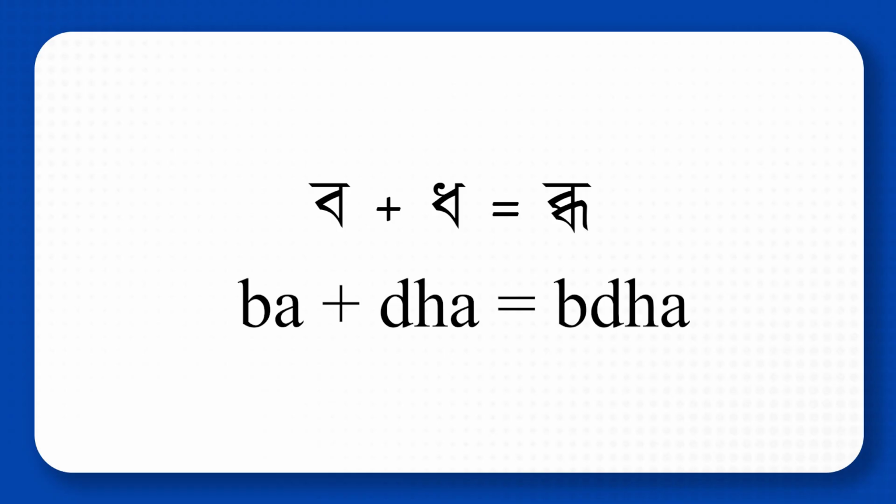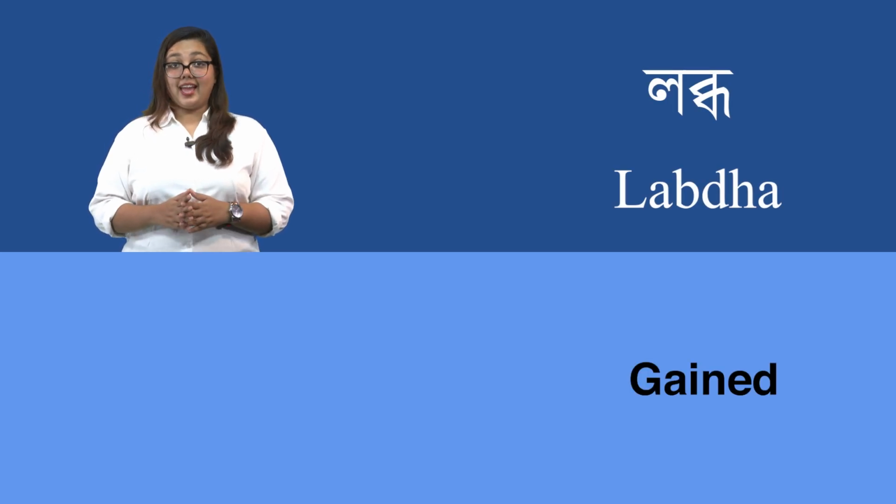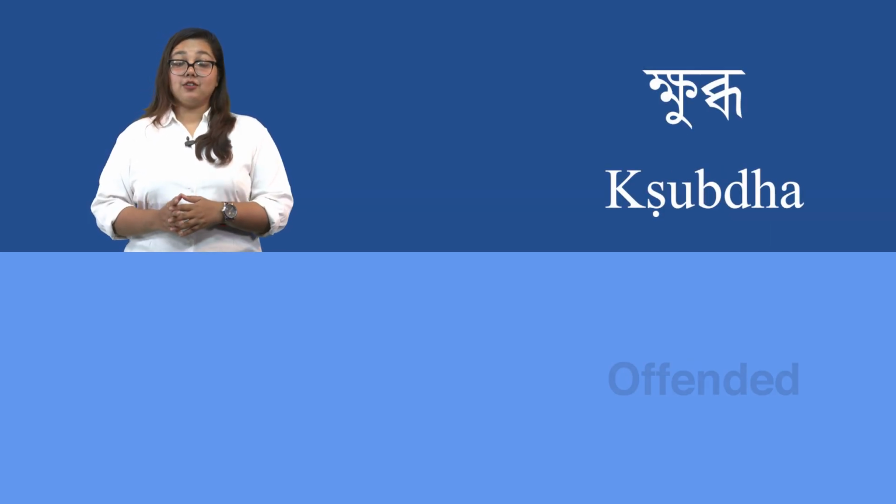The fourth cluster is ব-এ-ধয়. In this cluster, the second member ধ changes its shape completely and forms the cluster ব-এ-ধয়. In words, we can find lobdho, which means gained, and khubdho, which means offended.